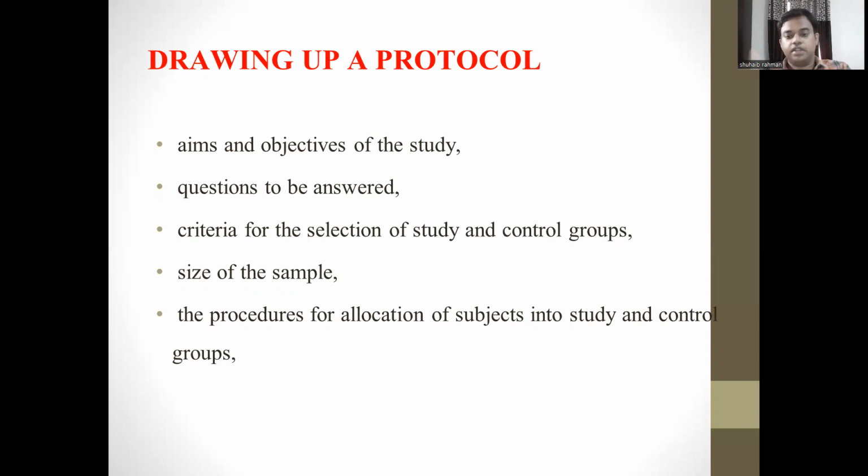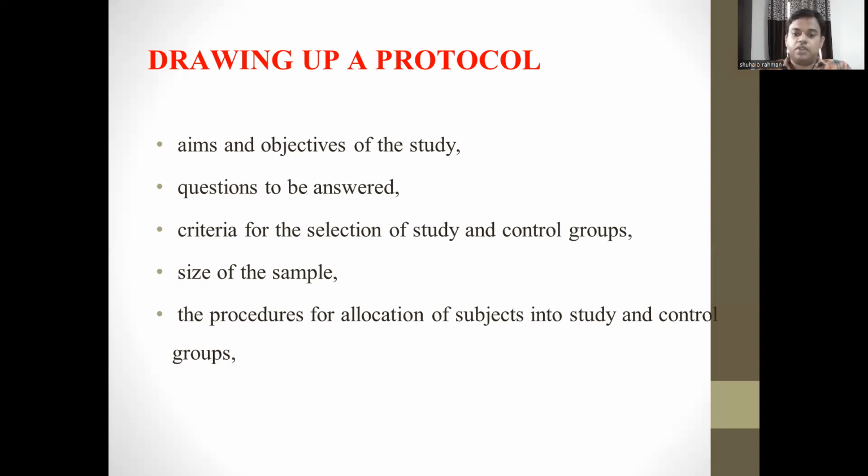Criteria for the selection of study and control groups. You have to put certain criteria before going for the study. For your study group which you select, you have to have certain criteria, certain age ranges, and there are so many. That's called inclusion criteria and exclusion criteria. That depends upon the study which you are doing. And the size of the sample you have to mention before that. Sample size, how many you are going to select. That's what your sample is.